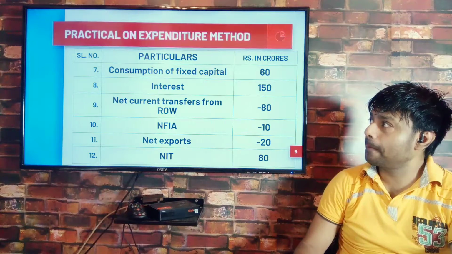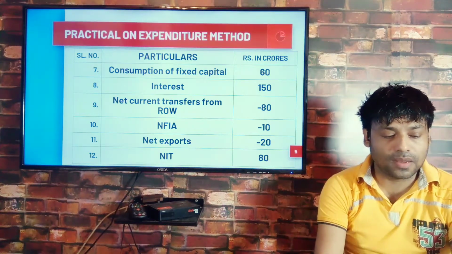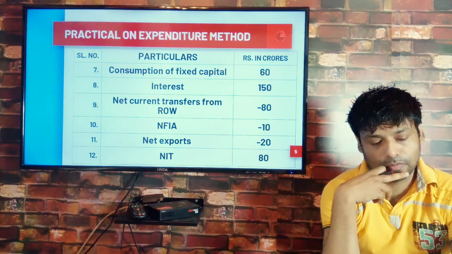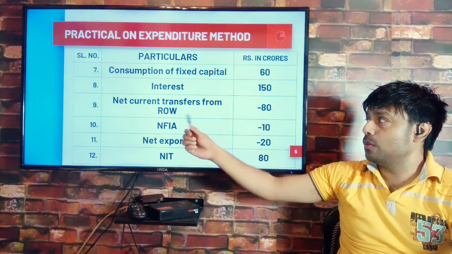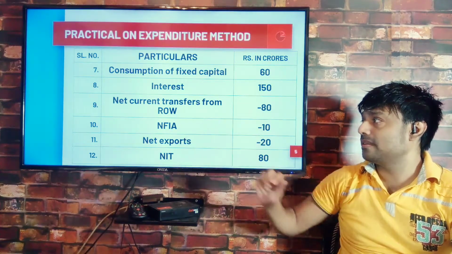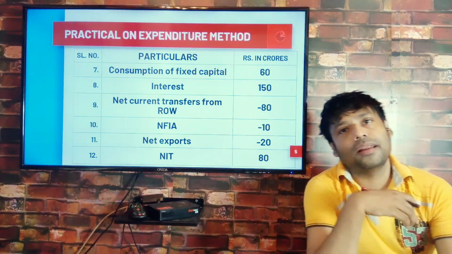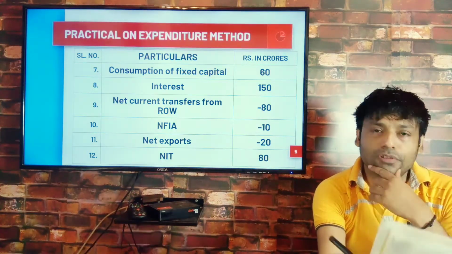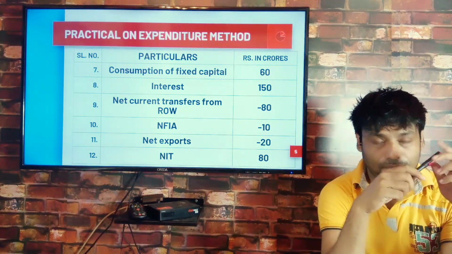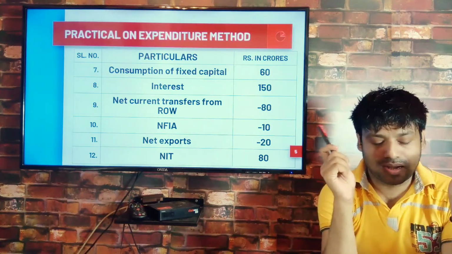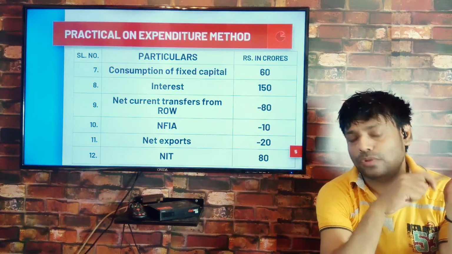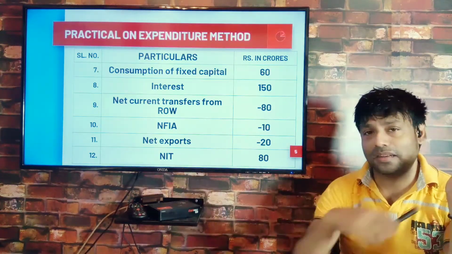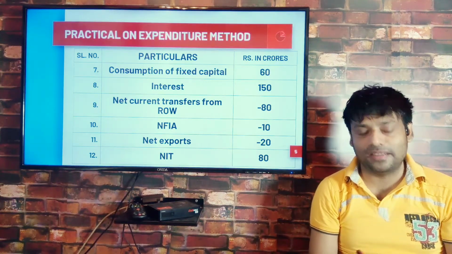Remaining portion of the question: consumption of fixed capital 60 crores, interest 150 crores, net current transfer from row, that is from rest of the world, minus 80, NFIA, that means net factor income from abroad, that is -10. Net exports, net export is the difference. We already know that it is the difference between exports and imports. Here it is -20. And finally, net indirect tax, that is rupees 80 crores.